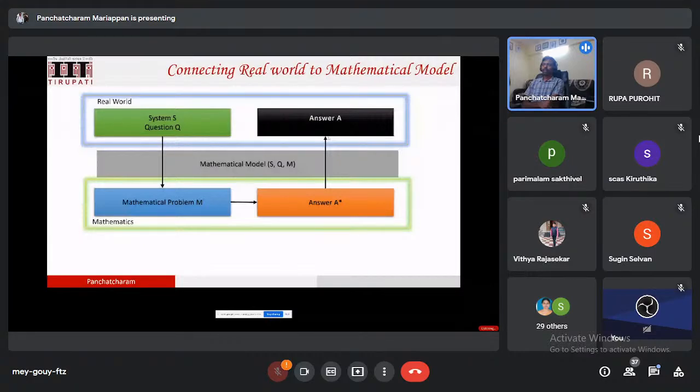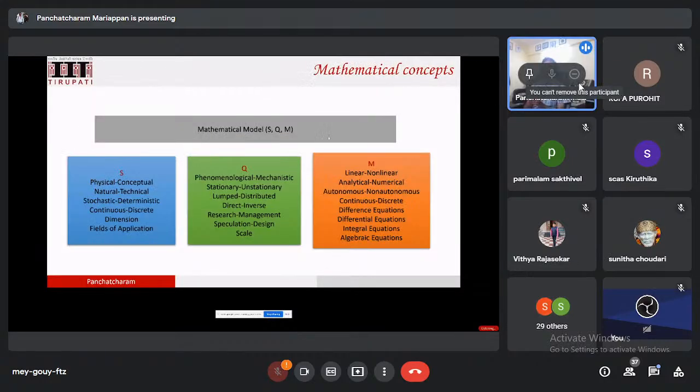So you can say the time dependent problem can be a continuous problem, or you can have some kind of discrete problems. You just collect some data randomly, etc. And based on the dimension, you can have different dimensions, and it depends on the fields of application. Either it's a business problem or it's a cancer problem or it's a natural problem, etc. Similarly, based on the question, you can have a phenomenological question or you can have a mechanistic question. You can have stationary problem or unstationary problem. Depending on that, you can have a question.